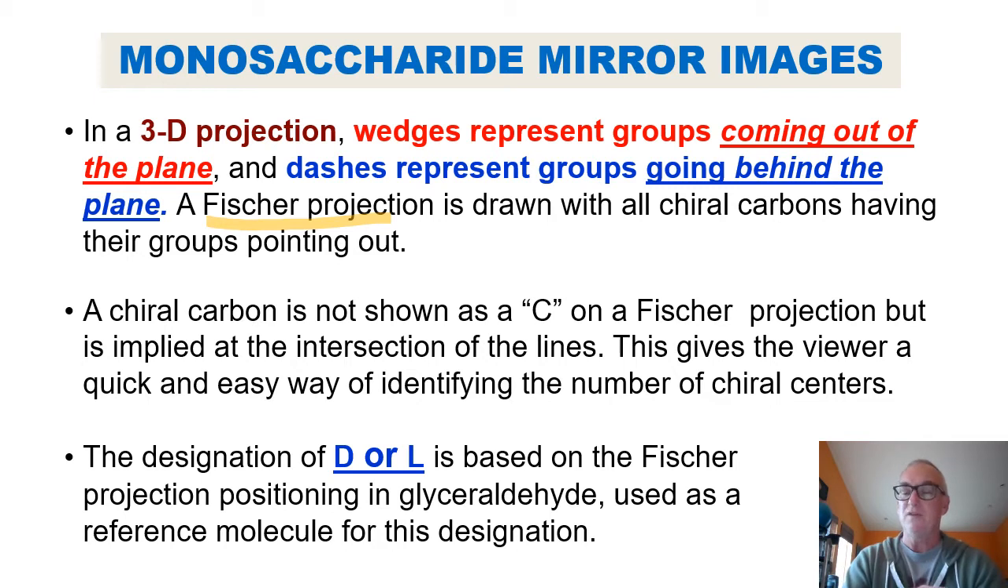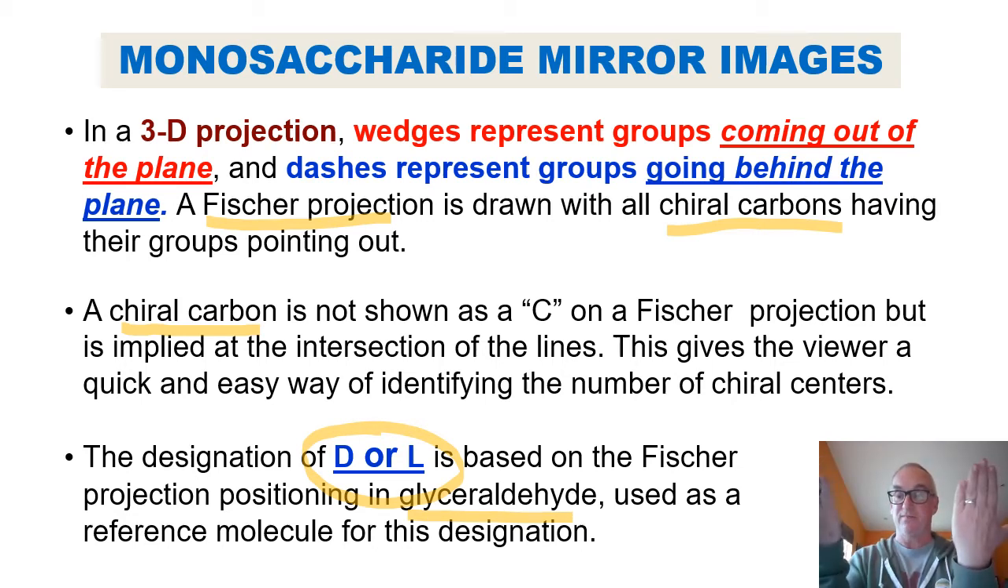So we use what's called a Fischer projection, and it's going to look planar, but it'll be drawn with the understanding that all the chiral carbons will have their groups coming out at us for reference, okay? So the chiral carbons themselves are not shown as a C, because these are going to be basically like skeletal drawings. And so they're just going to be at the intersection of lines. So that will be a quick and easy way of saying, if you just see a crossed line, that's a chiral carbon. And then the designation of whether it's a D sugar or an L sugar will be based on the positioning that we just looked at for glyceraldehyde, the relative position of the hydroxyl group from the functional group. So let's have a look.